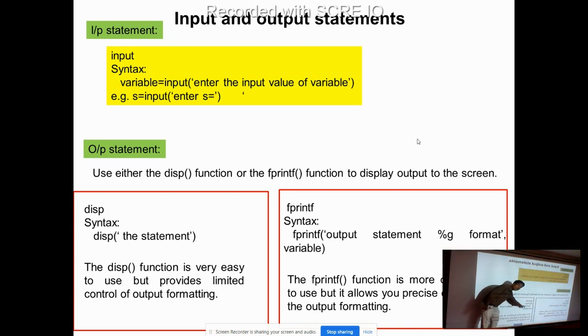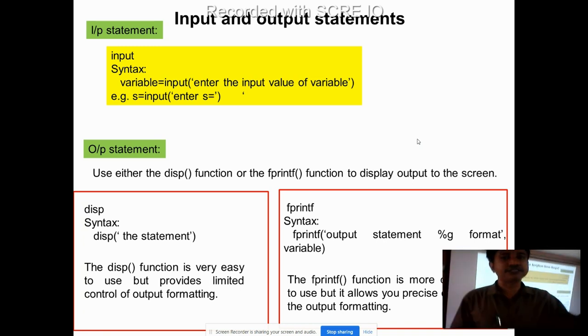fprintf, open a brace, single quoted, write the output statement, write the format which you want to print in the output, close single quoted. So that is the fprintf statement. You will come to know syntax also, I will make you do it, don't panic, I'm just telling you the statement.